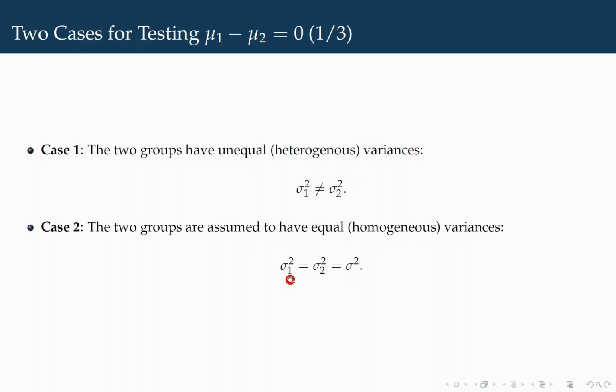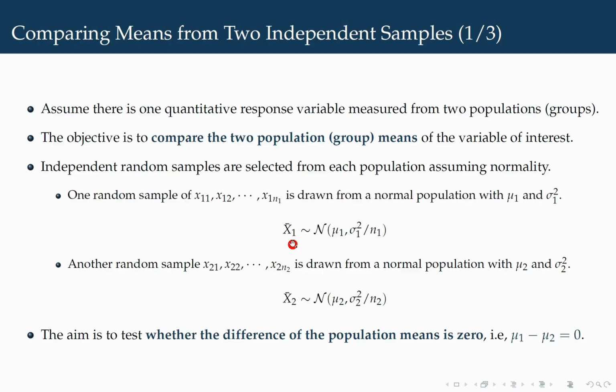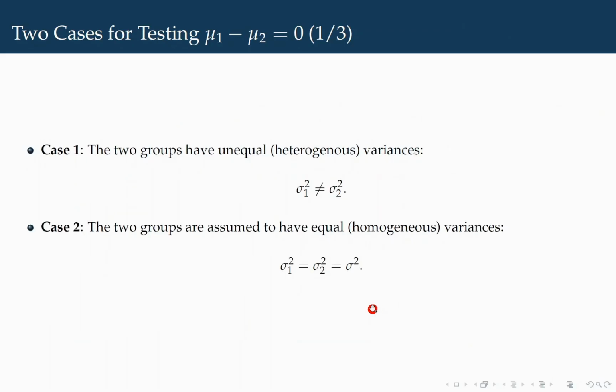Then instead of sigma 1 square and sigma 2 square, we can simply use sigma square in general. In that case, x bar 1 will have a normal distribution with mean mu1 and variance sigma square over n1. Similarly, x bar 2 will have a normal distribution with mean mu2 and variance sigma square over n2. Therefore, these are the two different possible cases to be considered in the comparison of two population means in the case of independent samples.